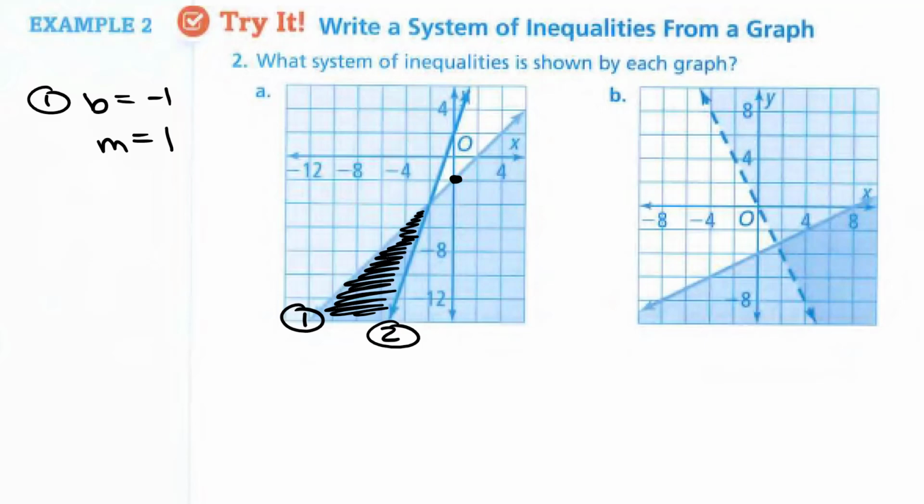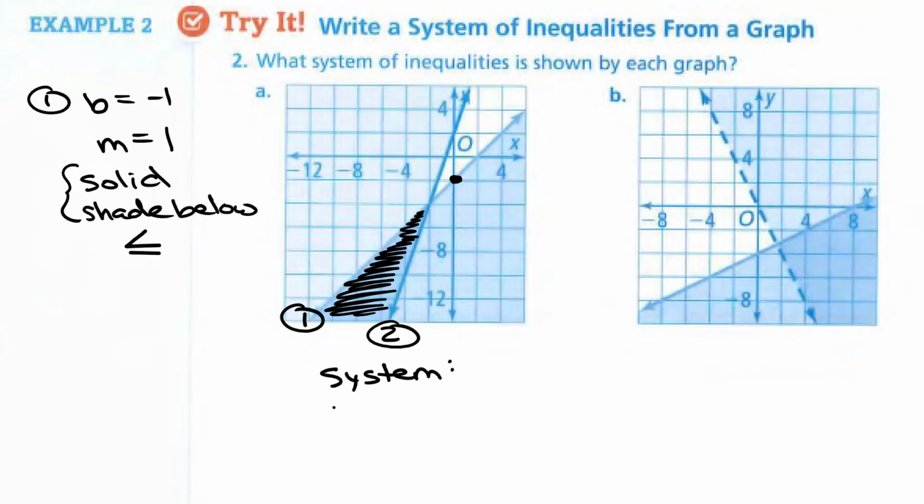If we look at line number 1, it is a solid line, and the shading is below our line. With those two important facts, solid and shade below, our inequality is going to be a less than or equal to. Solid, so you have the or equal to, and shade below, so it'll be a less than. For our first line, our system is going to start with y is less than or equal to x, since m is 1, minus 1. That's my first line.